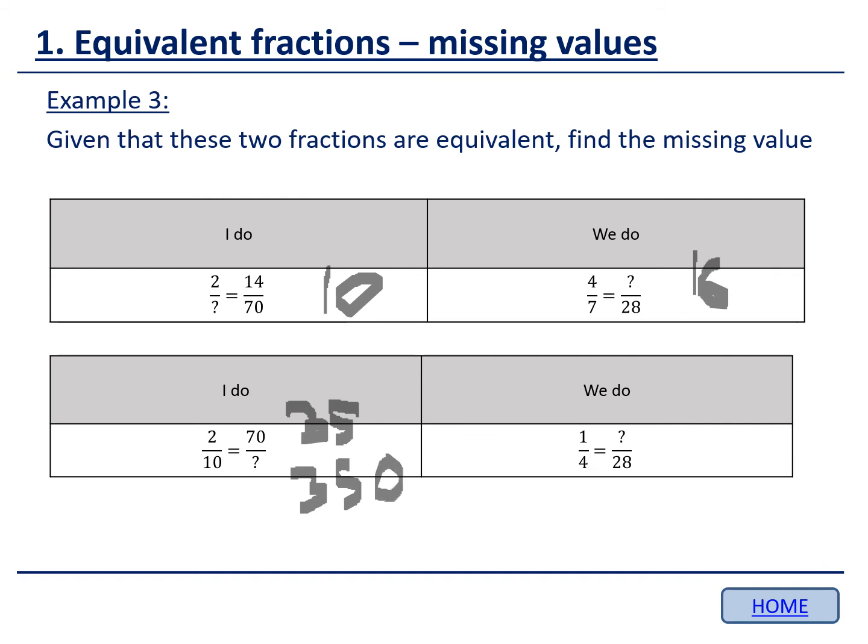Missing value on this one, 4 into 28 goes 7 times. 7 ones is going to be 7. So it's 7 over 28, the multiplier of 7.